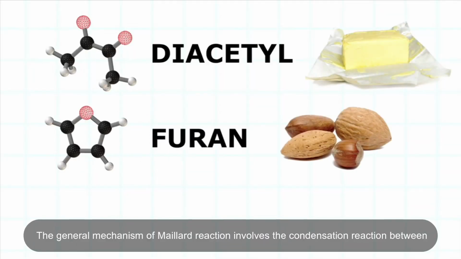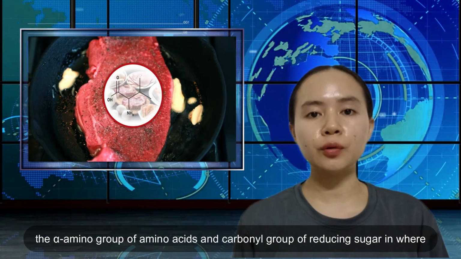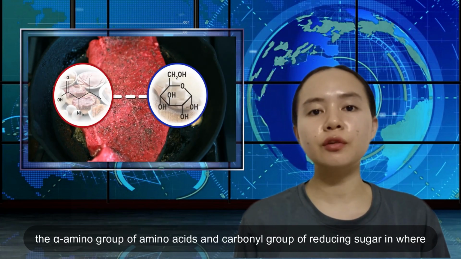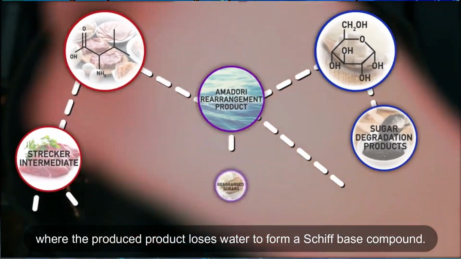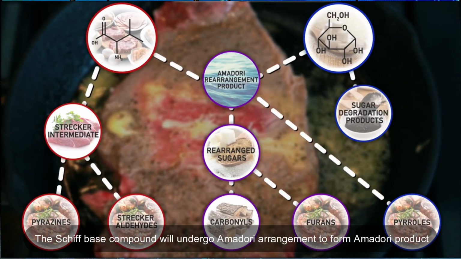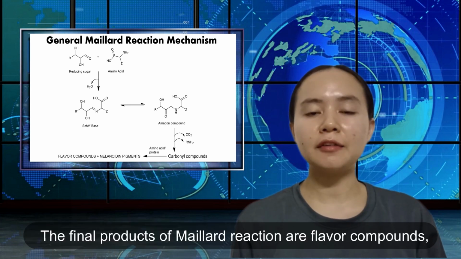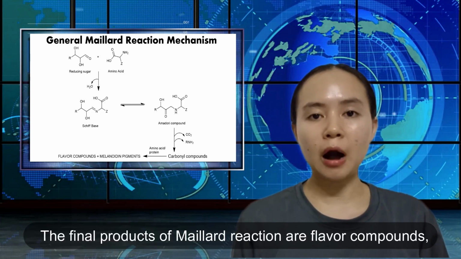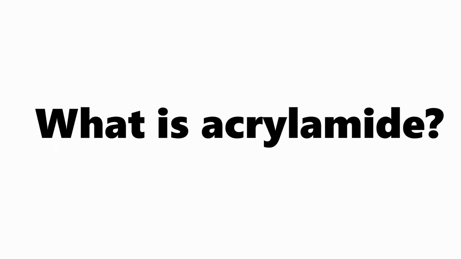The mechanism of Maillard reactions involves the condensation reactions between the alpha amino groups of amino acids and carbonyl group of reducing sugars, where the produced product loses water to form a Schiff base compound. The Schiff base compound will undergo Amadori rearrangement to form Amadori product. The final products of Maillard reactions are flavor compounds, melanoidin pigments, as well as acrylamide.